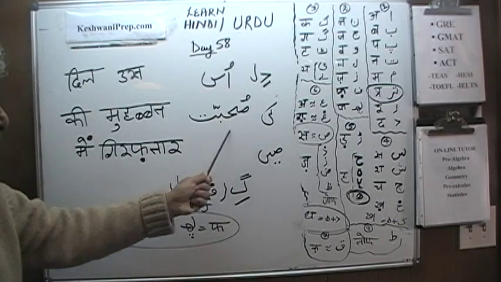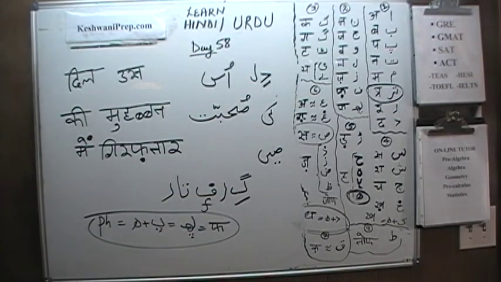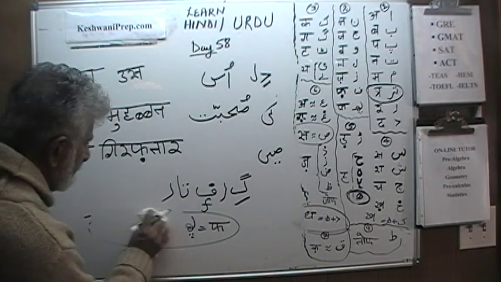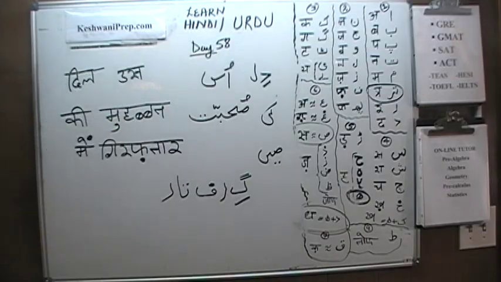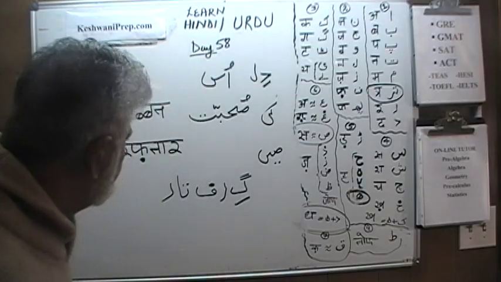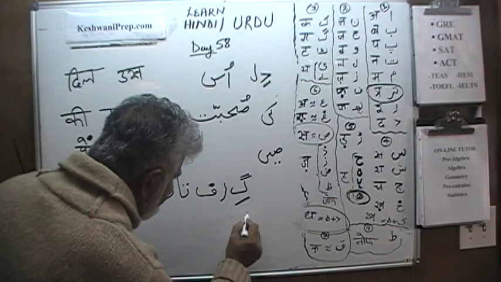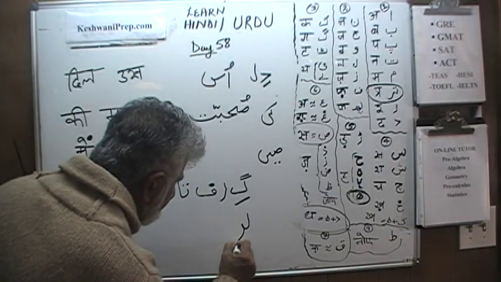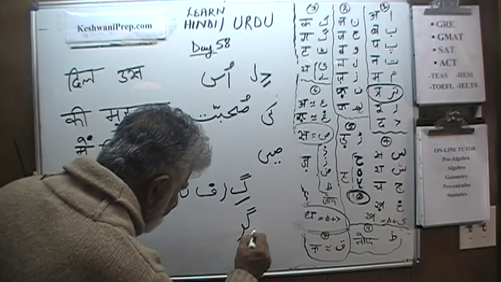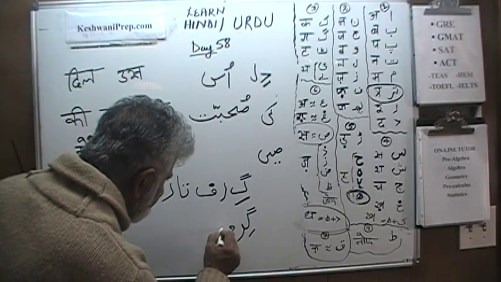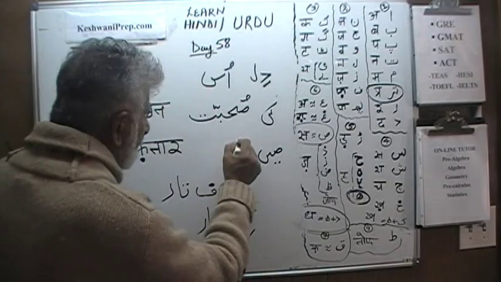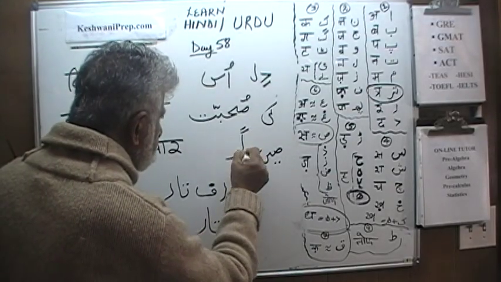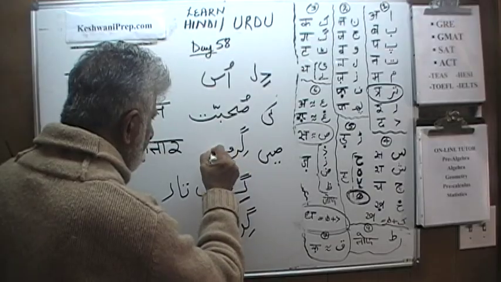Dil uski mohabbat mein giraftar. We have to put giraftar together. So let's do it in the bottom here. So this is the G, then a R. Don't forget the choti ye ki matra, then a F, then a ta. Voila. Gi, rough, tar.